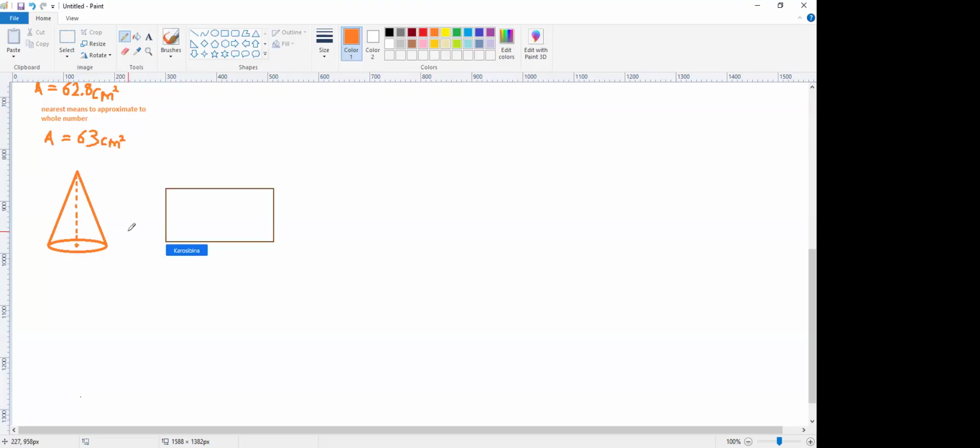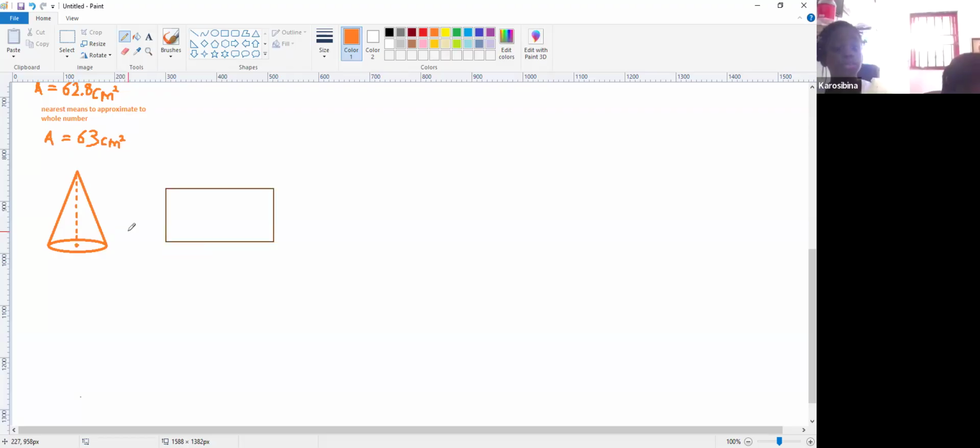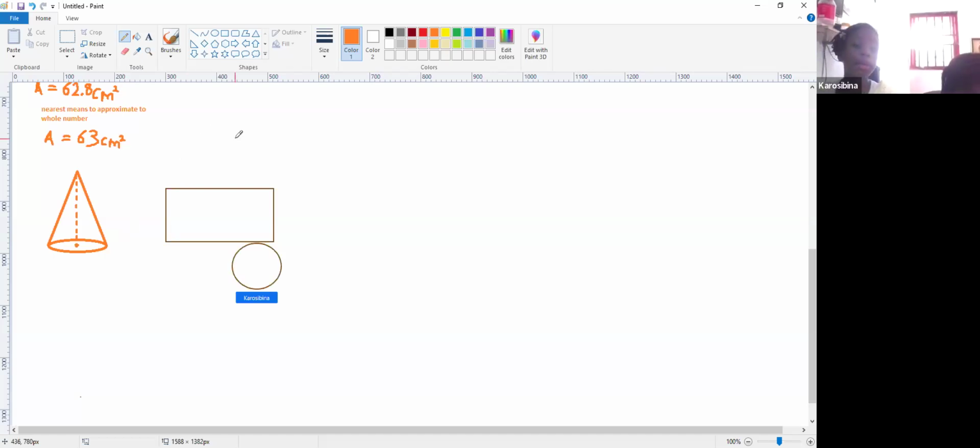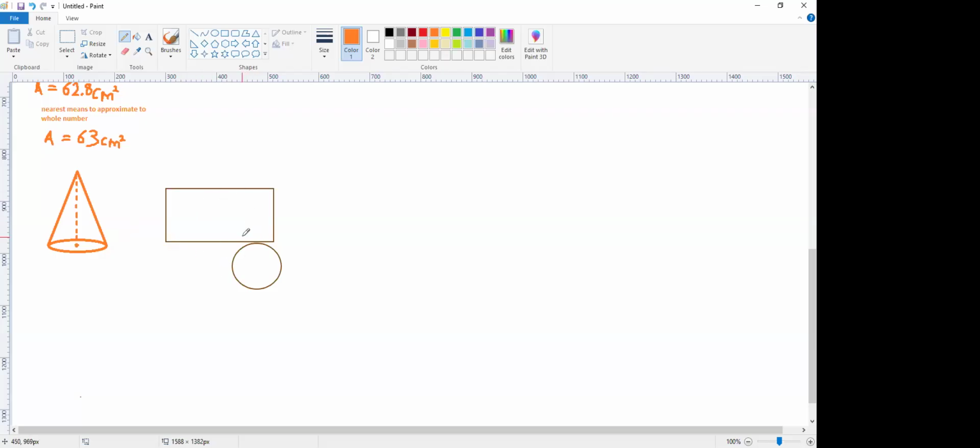It will be half of a cone. Half of what now? No, it will be like this.